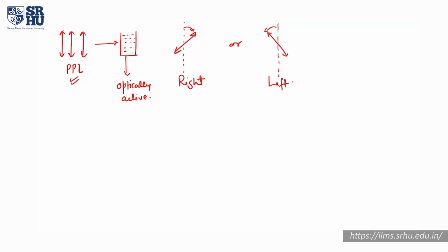If the plane polarized light (PPL) is rotated towards the right, the optically active compound is said to be dextrorotatory. It is represented by small d, or by the plus sign. If an optically active compound rotates it towards the left direction, then the sample is said to be levorotatory, or small l, or you represent it by the negative sign.